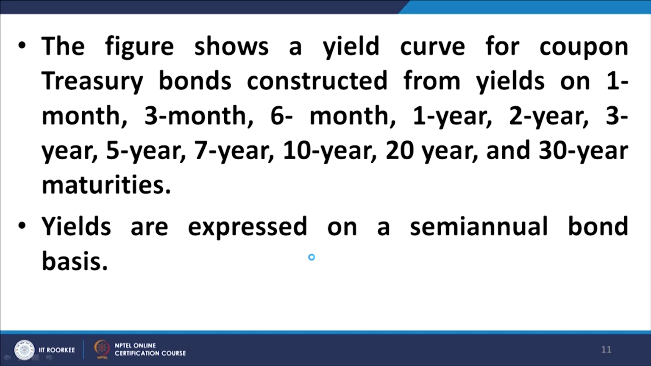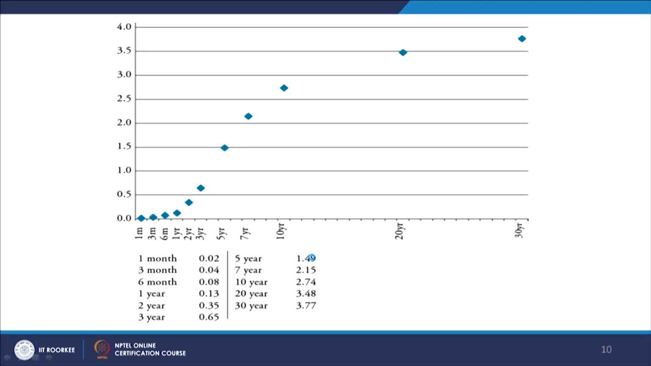So, the previous figure represented a yield curve for coupon treasury bonds constructed from yields on 1 month, 3 months, 6 months, 1 year, 2 year, 3 year, 5 year, 7 year, 10 year, 20 year and 30 year securities. So, yields are expressed on a semi-annual bond basis. So, this is what this particular figure represented. It is a yield curve of treasury bonds, coupon treasury bonds.